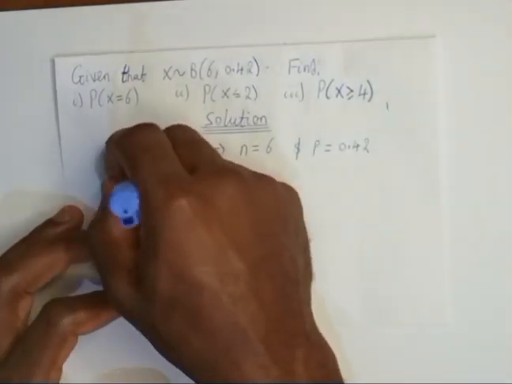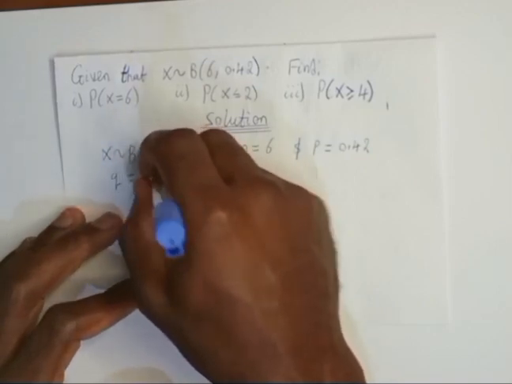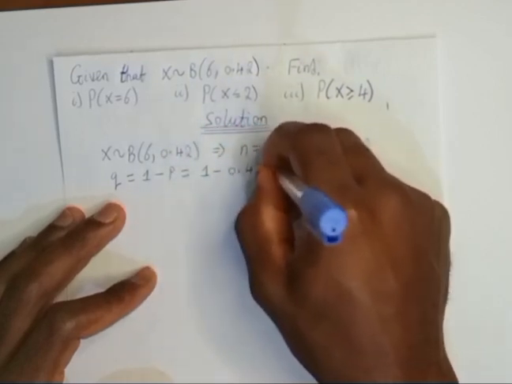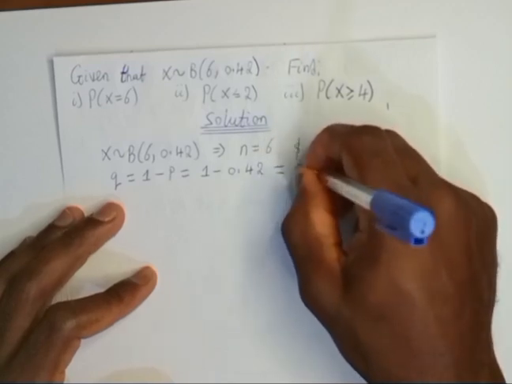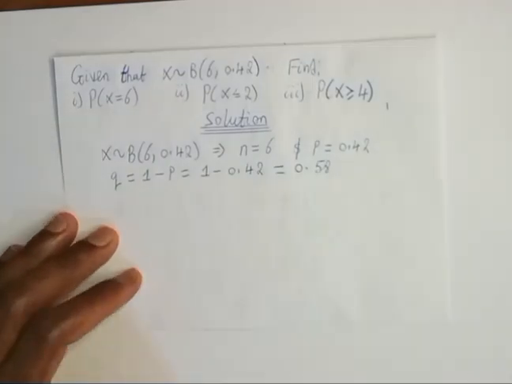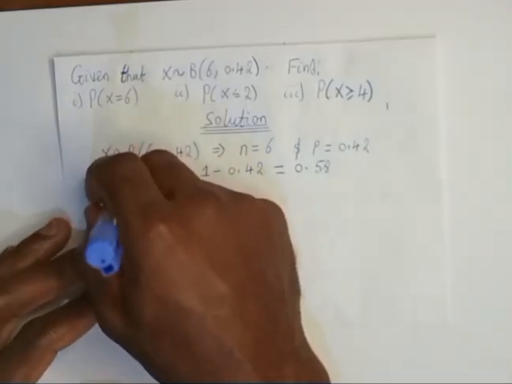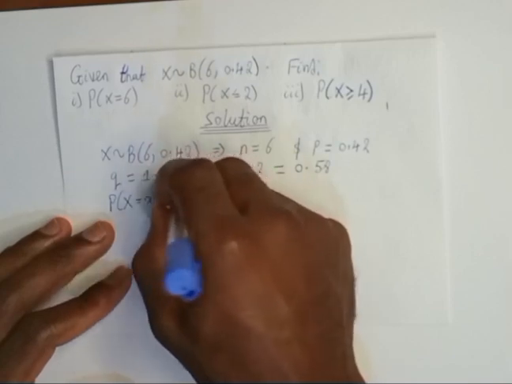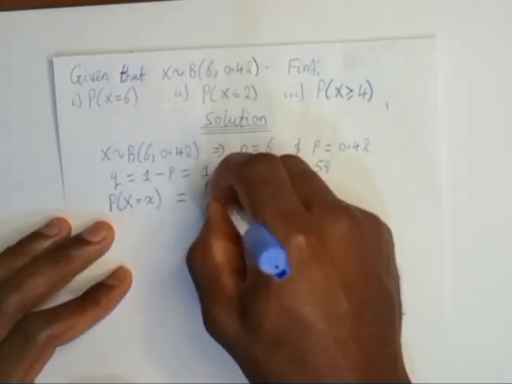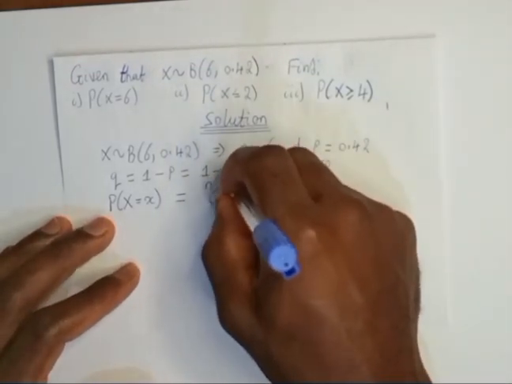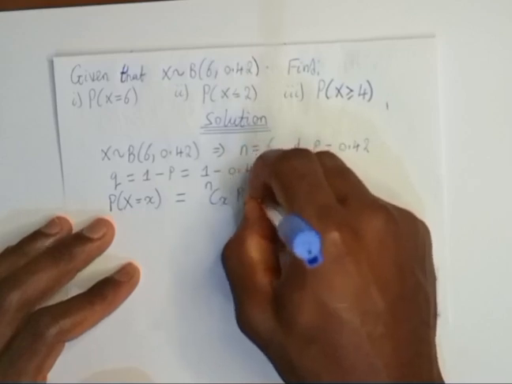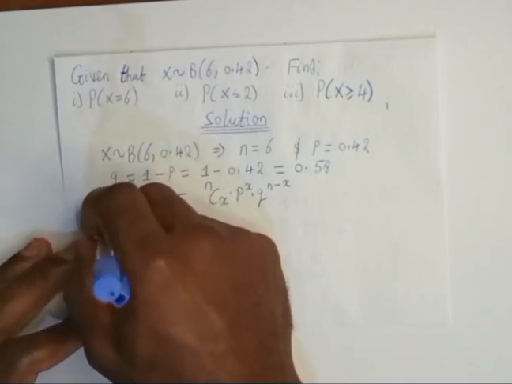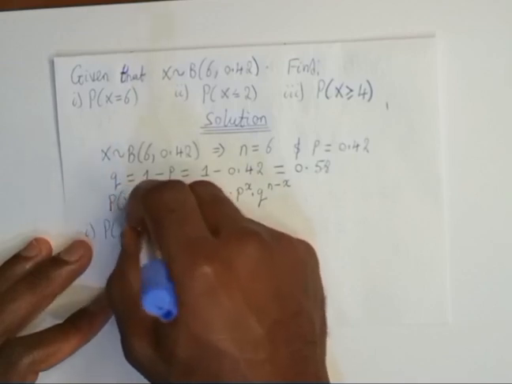Now we can find q, which is the probability of failure. It is simply given by 1 minus p, and this will give us 1 minus 0.42, which is simply equal to 0.58. Next, we are going to write down the following formula to find the probability of big X equal to small x, which is simply equal to n combination x times p raised to the power x times q raised to the power n minus x. Now, taking down the first question, we have to find P(X = 6).